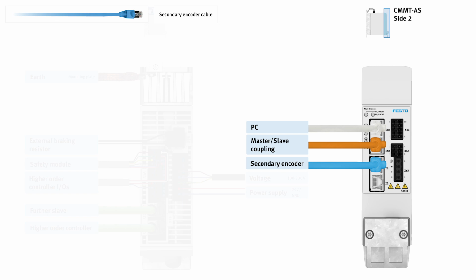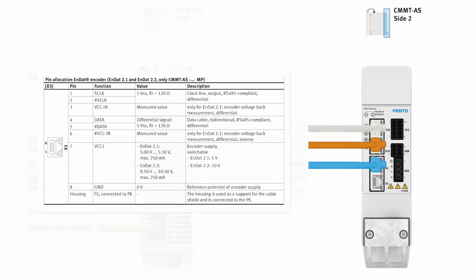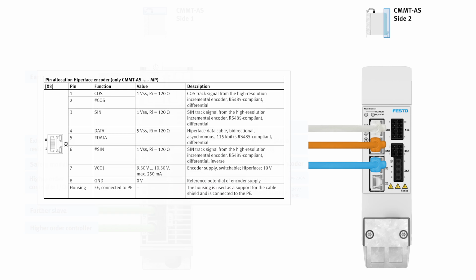Secondary encoder to CMMT-AS X3 connector via secondary encoder cable. Note: use this connection only if a secondary encoder is used. If an encoder with INDAT 2.1 or INDAT 2.2 protocol is used, here are the pinout details for the connection. If an encoder with HIPERFACE protocol is used, here are the pinout details for the connection.